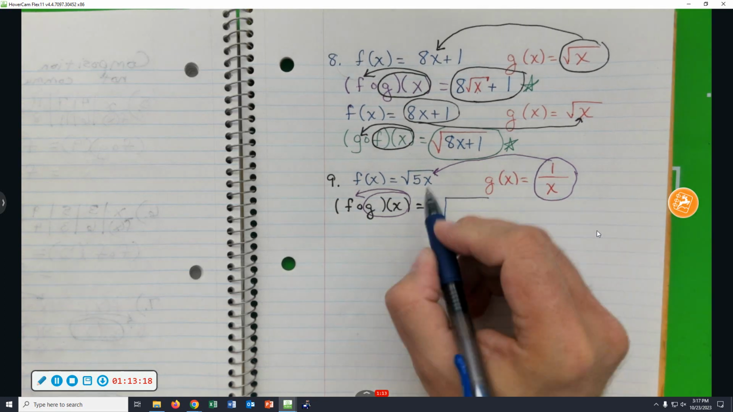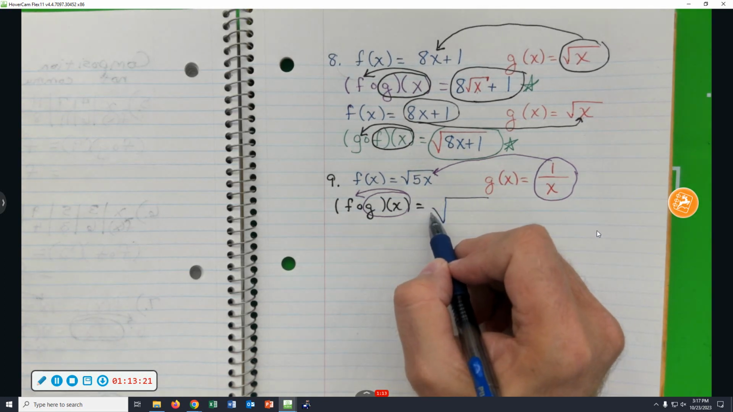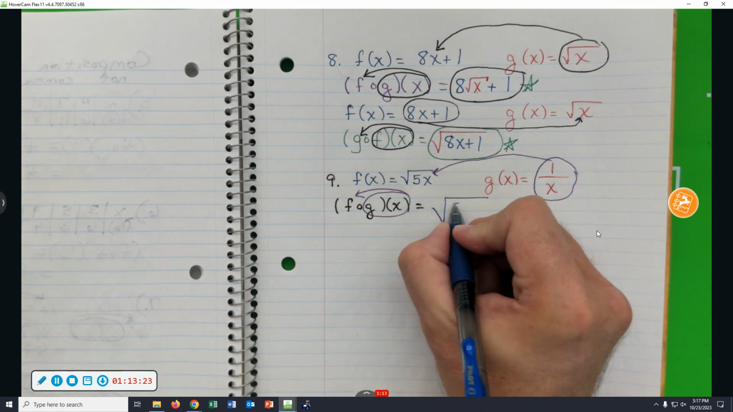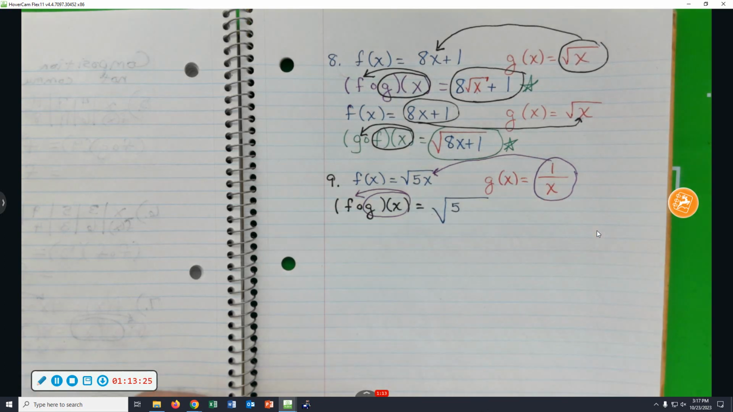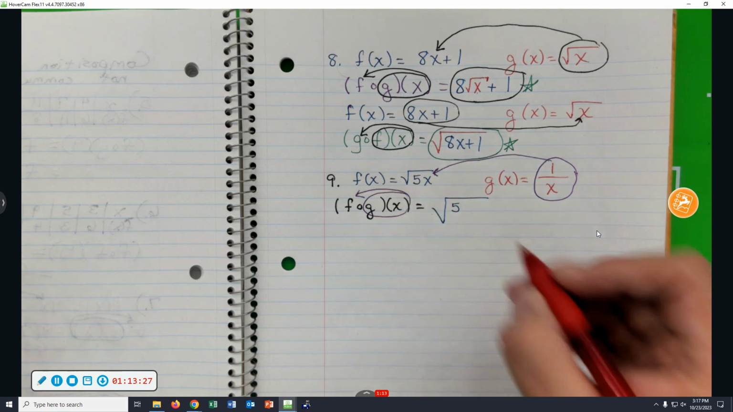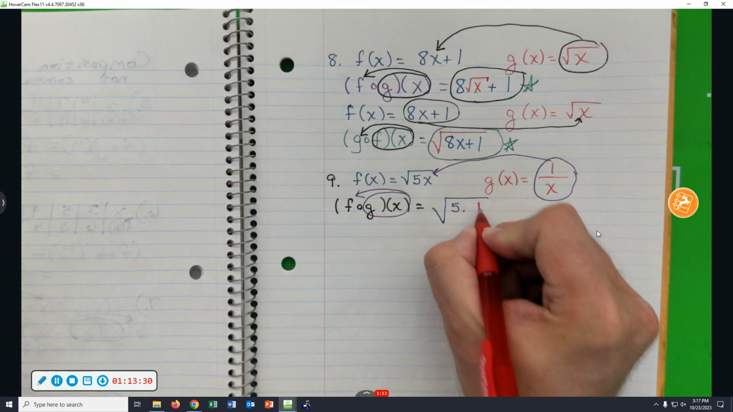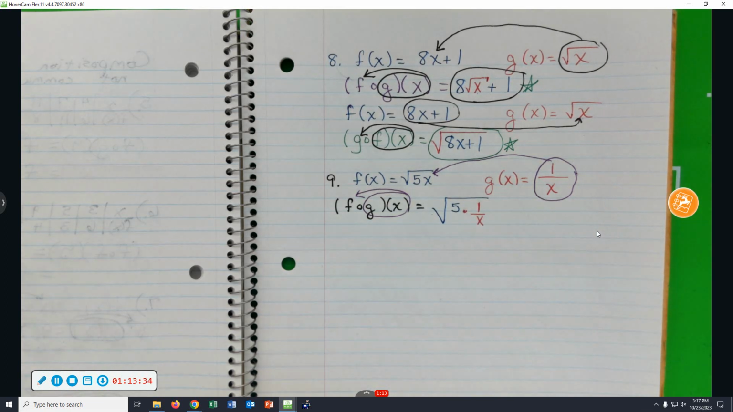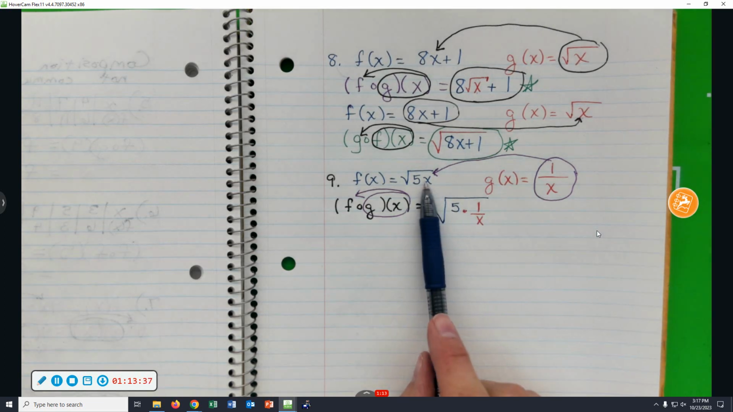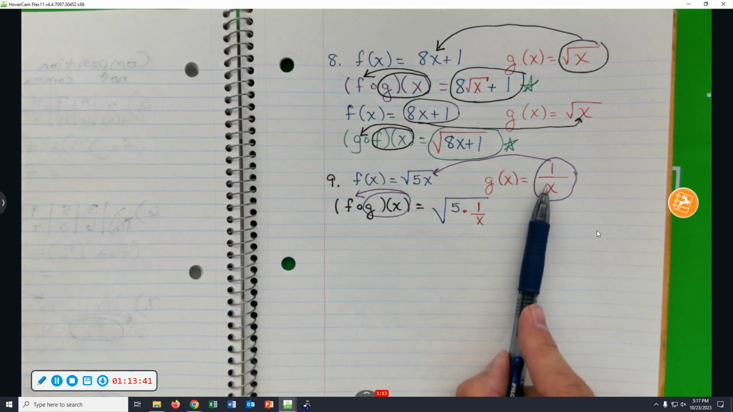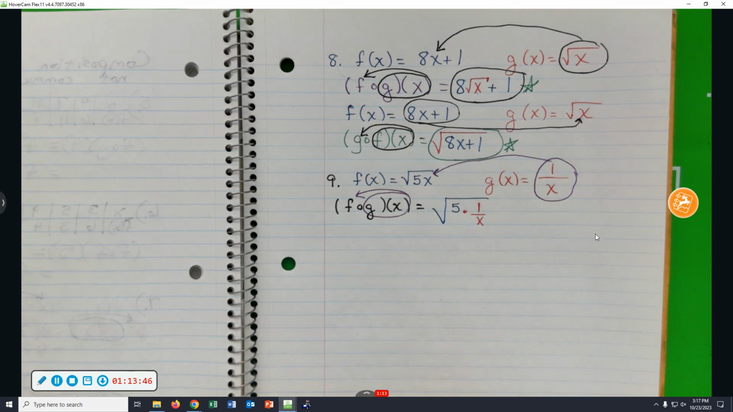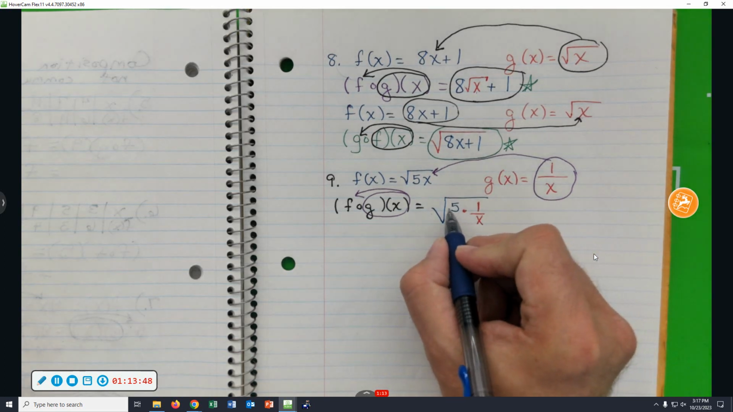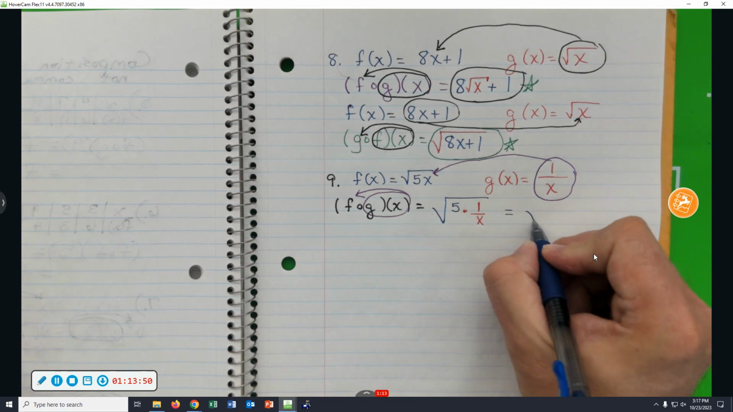I have the square root. I have the blue 5. And then that's a times x, so it's going to be a times 1 over x. Let's see what I just did. Replace the blue x with the red 1 over x. And here there's actually some work to do to simplify. Not much, but a little bit of work I need to do.